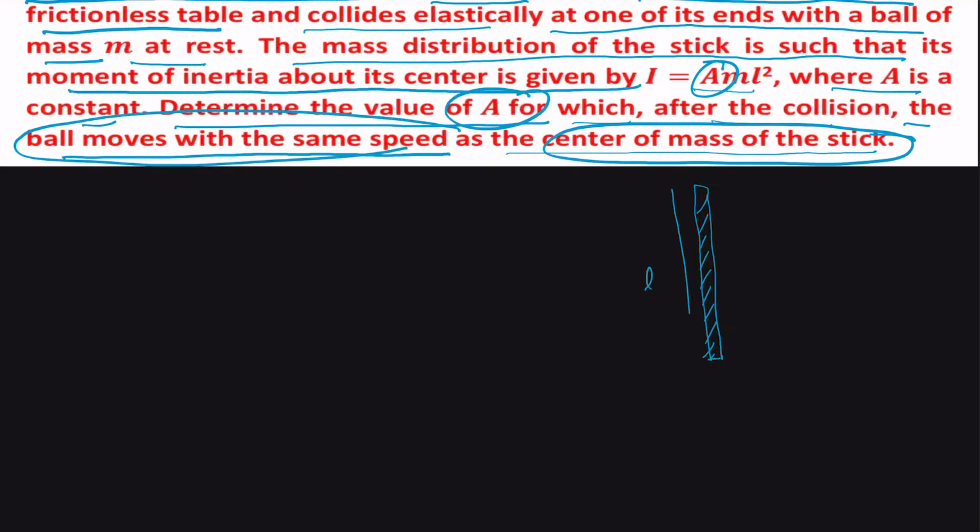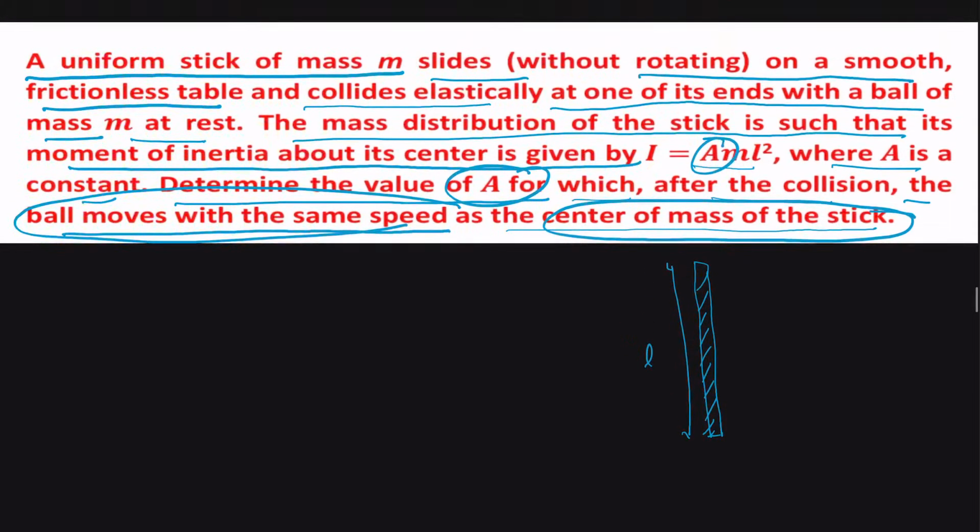Length is L of the stick, and its mass is given as m, and we have a ball which is having a mass of m, and they collide elastically, and the moment about the center of mass, so let us suppose this is the center of mass, and its moment of inertia is I, and it is given as a ml square. Okay, and we have to find out value of a under the condition that our ball and the center of mass speed is same.